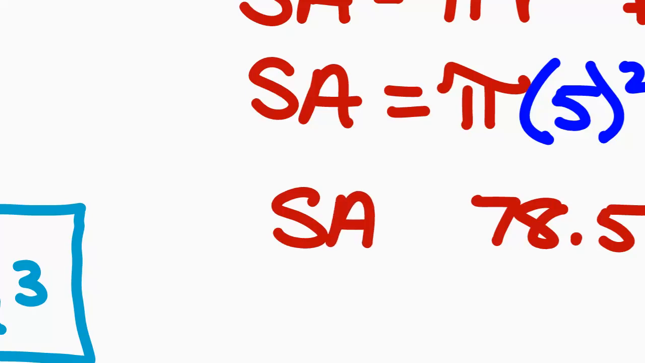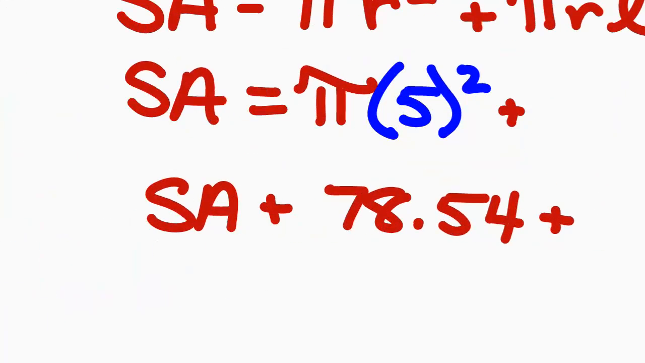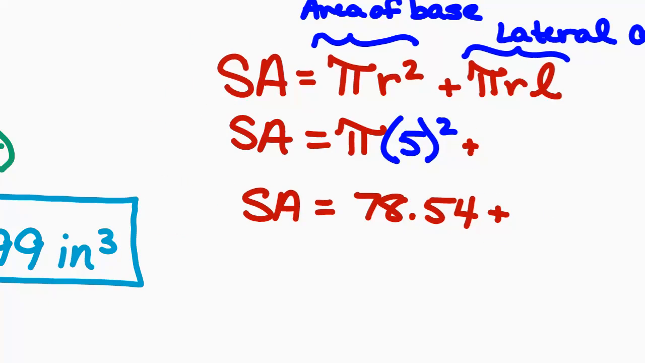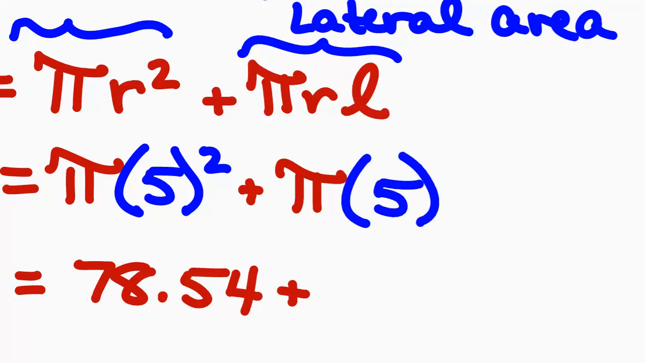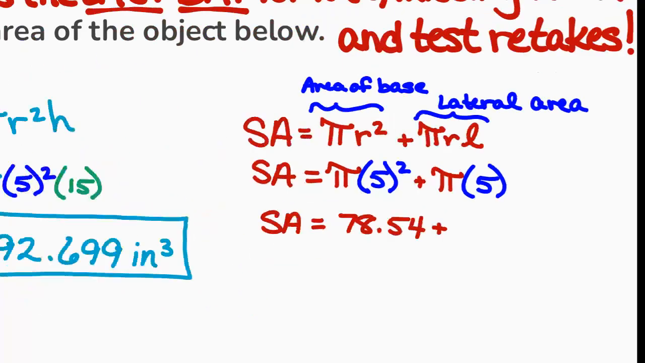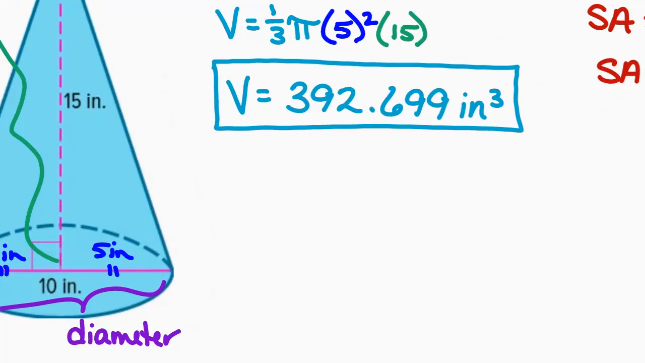All right, so surface area. Our base is 78.54. And then our lateral area, pi times our radius of 5 times our slant height. Do we have the slant height for this cone? No, then we need to go in and find it. How do we find it? Pythagorean theorem. Awesome.